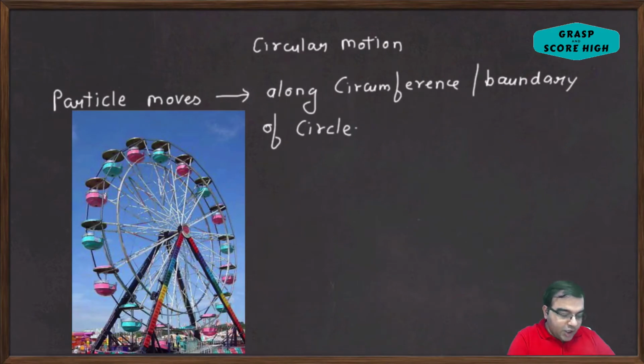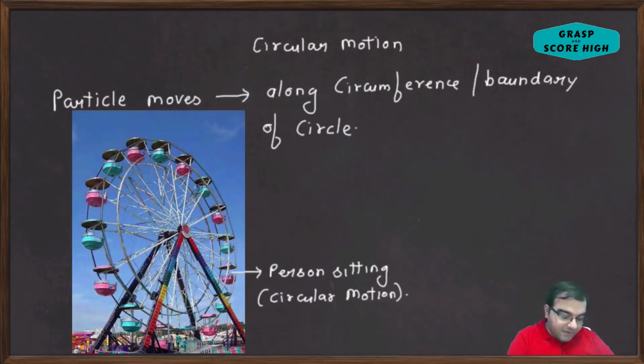Let's say you can see this giant wheel. Now if you see a human out here, a human is going to move along the circumference or the boundary of the circle. So this guy is going to move along the circumference or the boundary of the circle. So such a motion for this individual is going to be circular motion. So you have a person who's sitting and he's performing which motion? Circular motion, because he is actually moving along the boundary of this circle.